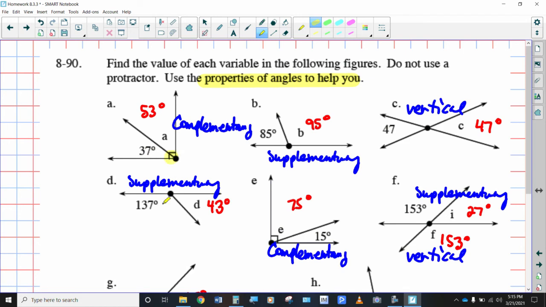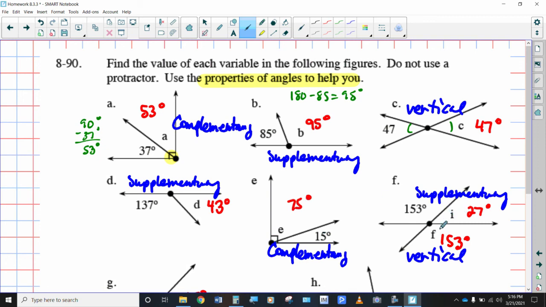Just understand that this is a right angle, and these two angles are complementary, so that means that they have to add up to 90. So we would take 90 minus the 37 that we know, and that means the other one has to be 53 degrees. These two are supplementary, so you take 180 and subtract 85 to get the missing angle, which is 95 degrees. These are vertical, so you don't have to do anything other than know that they are equal to each other. These are supplementary, so 180 minus 137 is 43. These are complementary, so 90 minus 15 is 75.